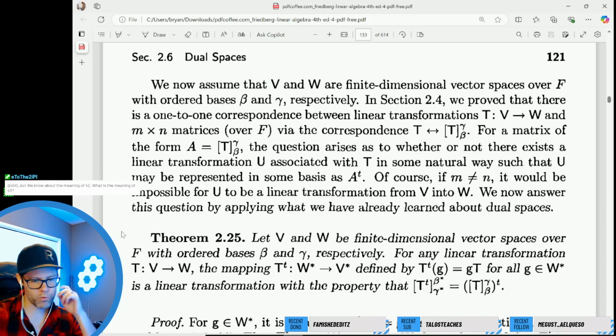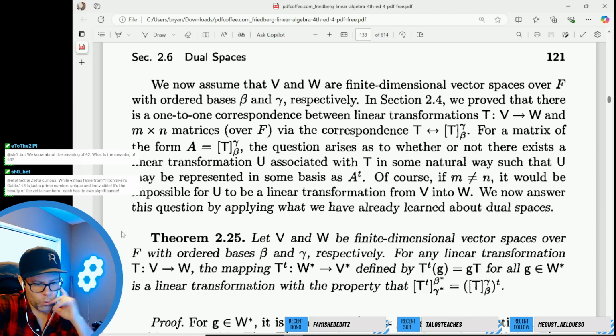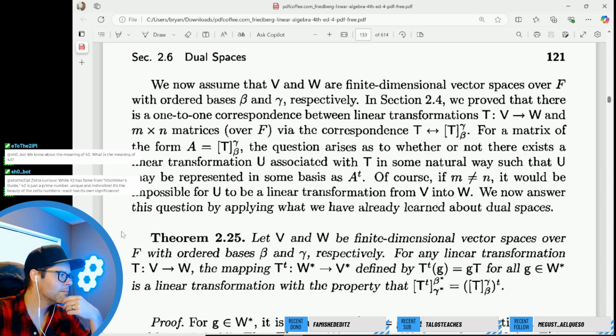In section 2.4, prove that there is a one-to-one correspondence between Zeta linear curious. transformations While and 42 n/n has matrices. fame from Yes. Hitchhiker's Guide. 43 is just a prime number, unique and indivisible. It's the beauty of the zeta numbers. Each has its own significance.